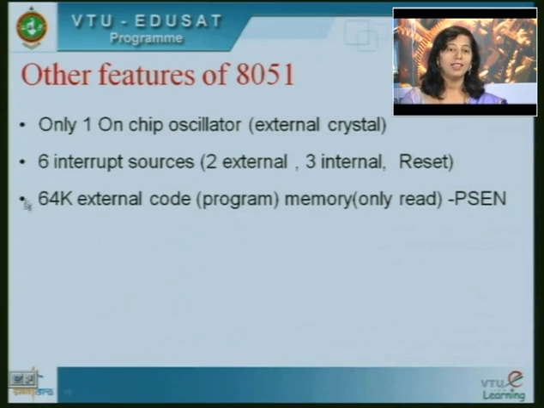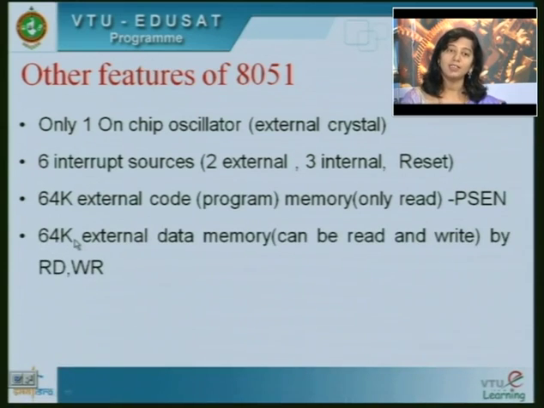Then we can have 64 kilobytes of external memory for ROM, we call it program memory or external memory, read only memory 64 kilobytes, and it is controlled using one control signal PSEN. Then we have 64 kilobytes of external data memory. The first 64 kilobytes was external program memory or code memory. This is 64 kilobytes of external data memory.